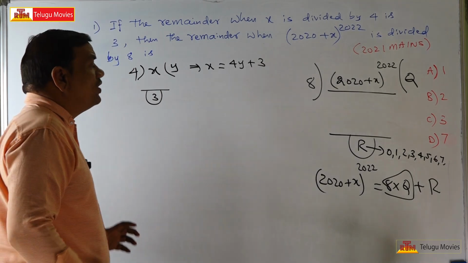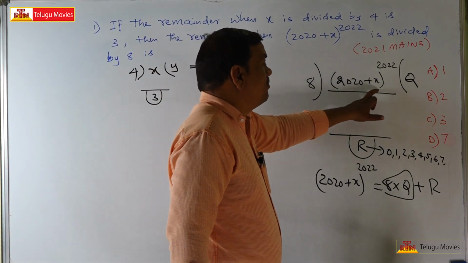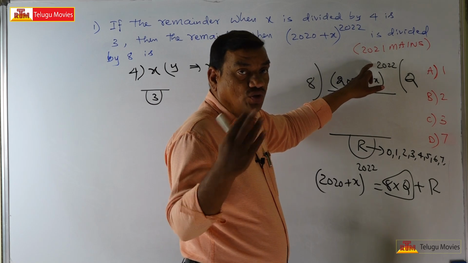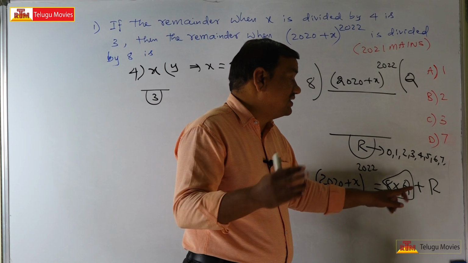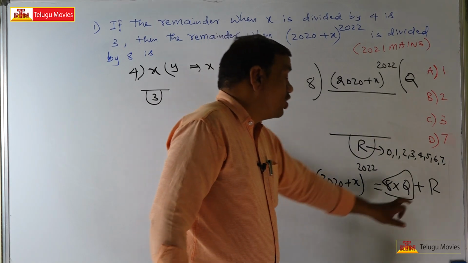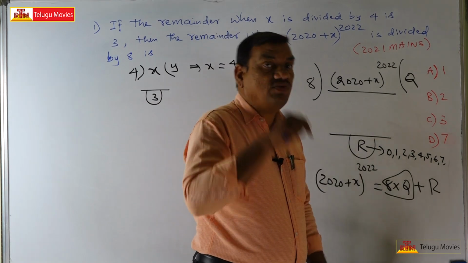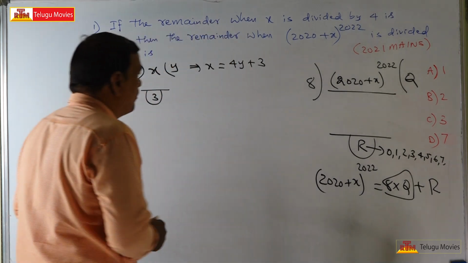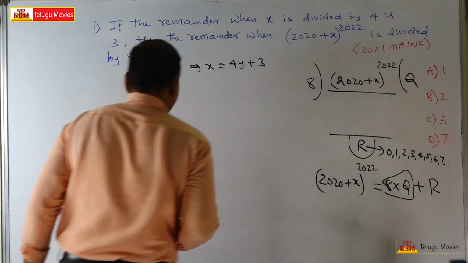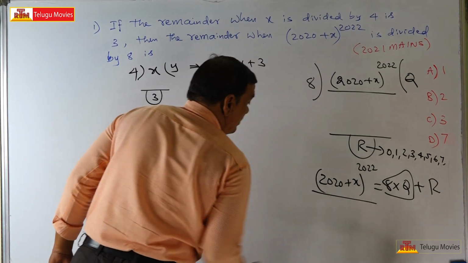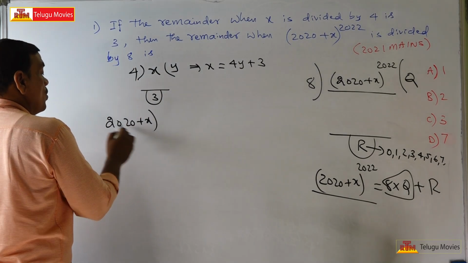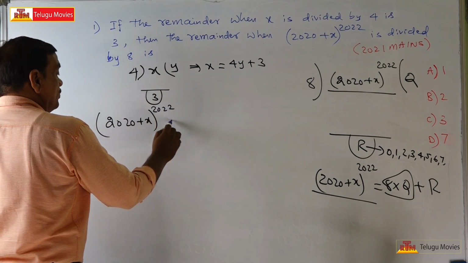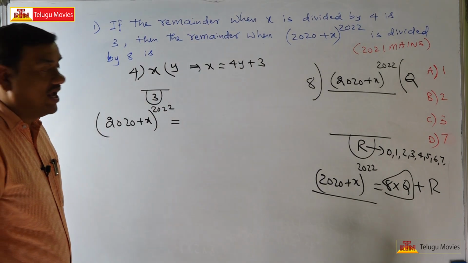Then how to express (2020 plus x) whole to the power of 2022 as 8 into some integer plus r? Whatever value you get for r, that is your answer. Okay, so let us continue our problem. First, take this value, that is the dividend, (2020 plus x) whole to the power of 2022. I am starting from here.